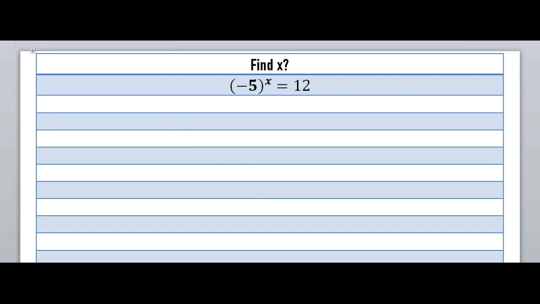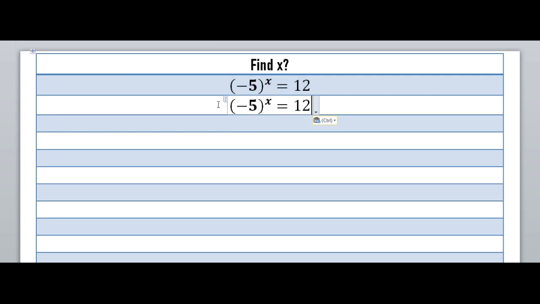We've been told to find the value of x, that is, (-5) raised to power x is equal to 12. Now to solve this problem, (-5) raised to power x is equal to 12. We shall write -5 as -1 times 5.